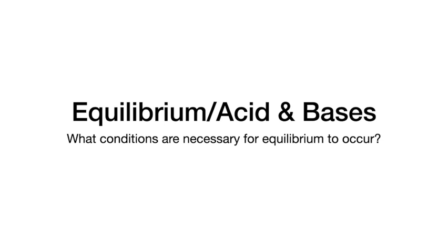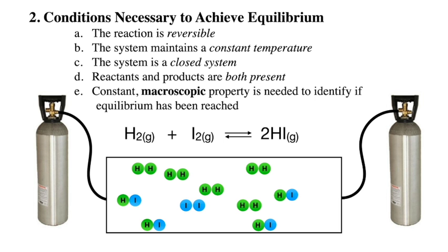Welcome back, students. This next part is explaining what are the conditions necessary for equilibrium to occur. First of all, the reaction has to be reversible. It has to have a backwards arrow. If you burn a piece of wood, you can't get it back. It's not reversible, can't be equilibrium.